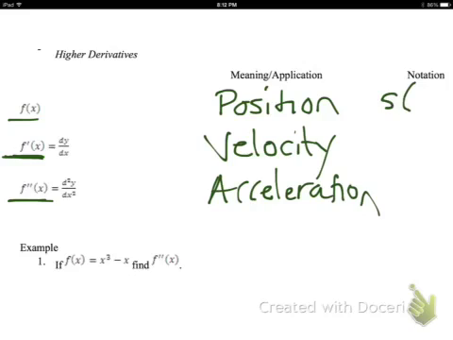And then the notations used. Position is usually s of t. Velocity is v of t. Acceleration is a of t. We'll talk about that more in class.